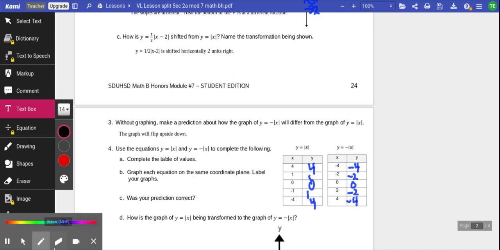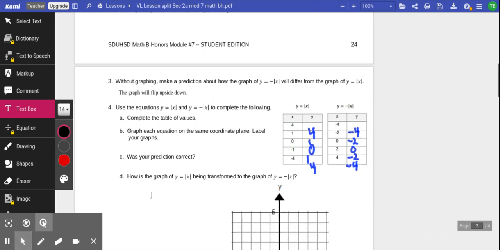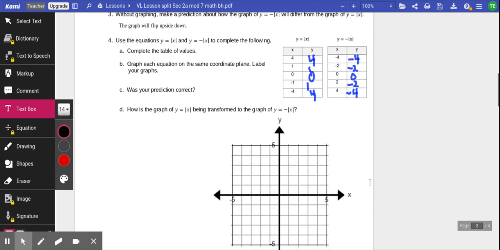Okay, so we're graphing down below. Okay, so my first one, I'm going to stick with the blue. We'll make that one the blue. So at 4, I'm at 4. At 1, I'm at 1. At 0, I'm at 0. At negative 1, I was at 1. At negative 4, I was at 4. I'm going to draw my graph.